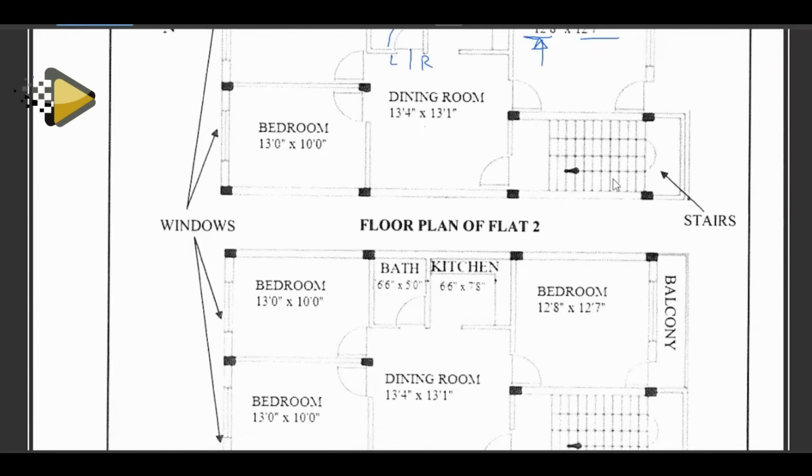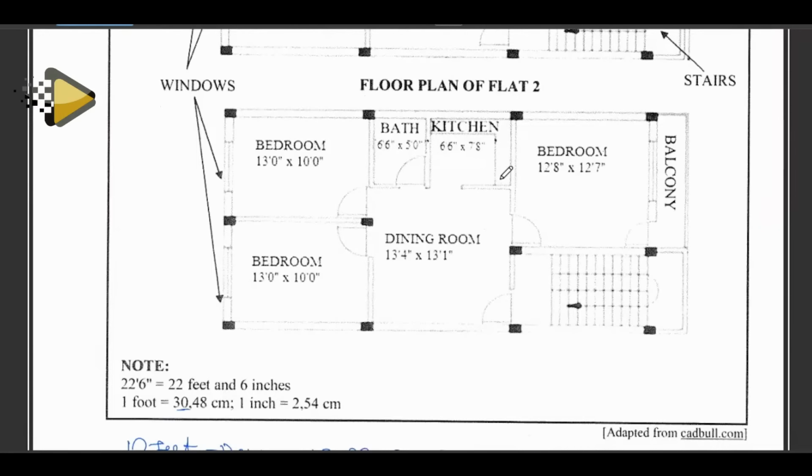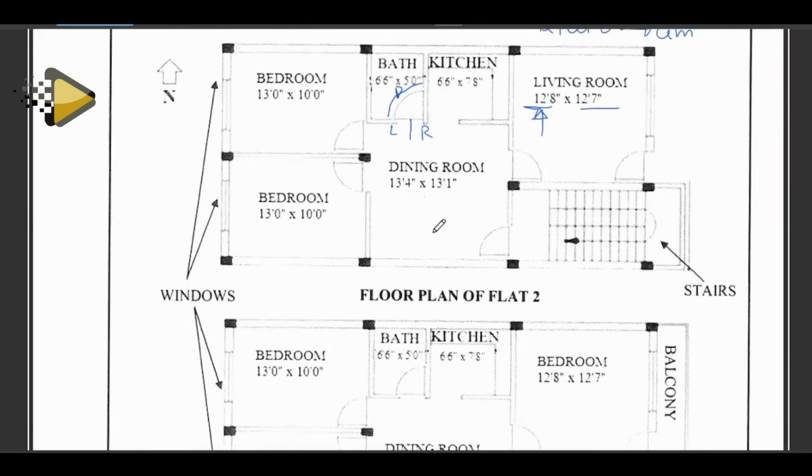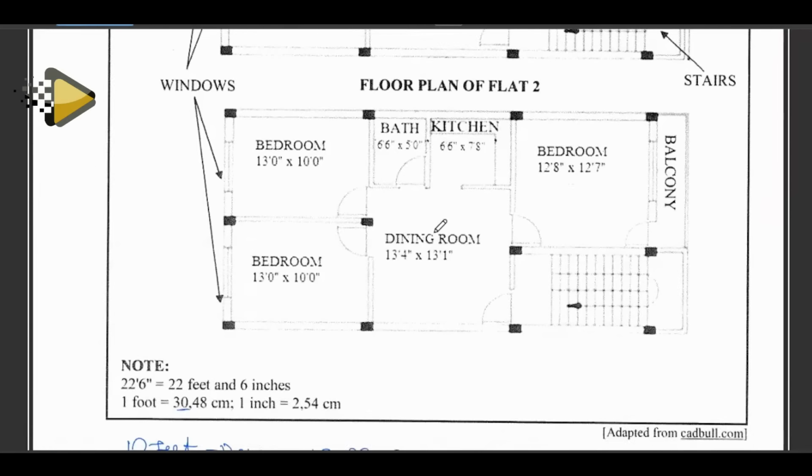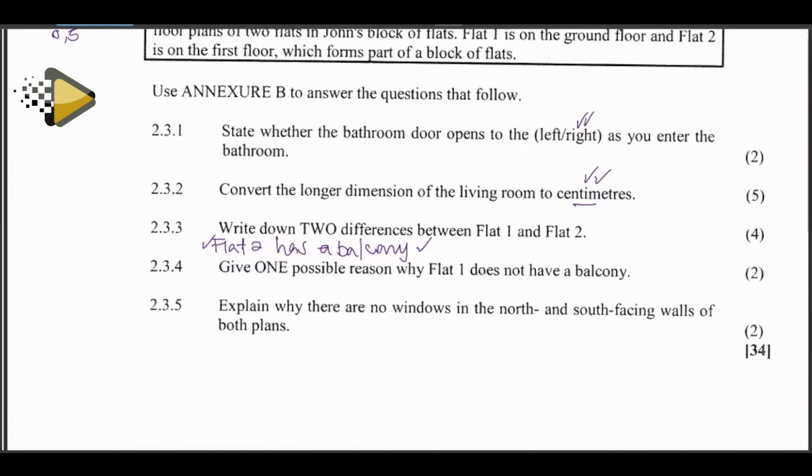You see that? Then, another thing that you see here, instead of it having a living room, it has 3 bedrooms. We have bedroom 1, bedroom 2, and bedroom 3. That's a difference also. So, flat 2 has 3 bedrooms. Okay. This is flat 2. Flat 2 has 3 bedrooms.